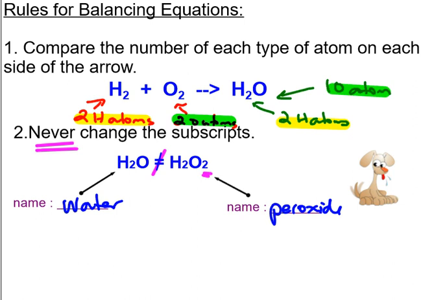A common first aid treatment for dogs who have accidentally ingested a poison is to give them a small amount of peroxide. When it hits the stomach lining, it foams at an incredible rate and causes the dog to vomit. Obviously, it's not the same thing. Hydrogen and oxygen do not react together in this way to form peroxide. So by changing those little numbers, you're making an entirely different reaction, and that doesn't allow you to balance.